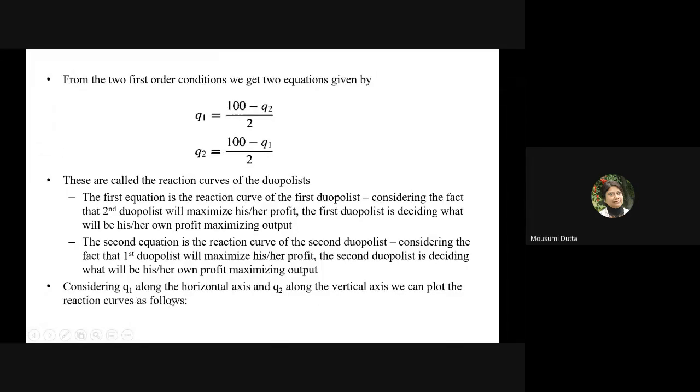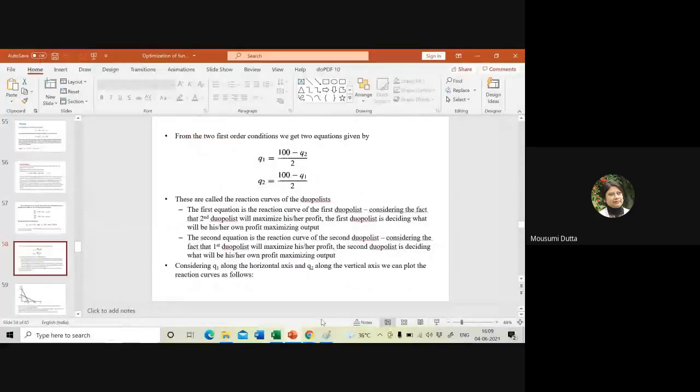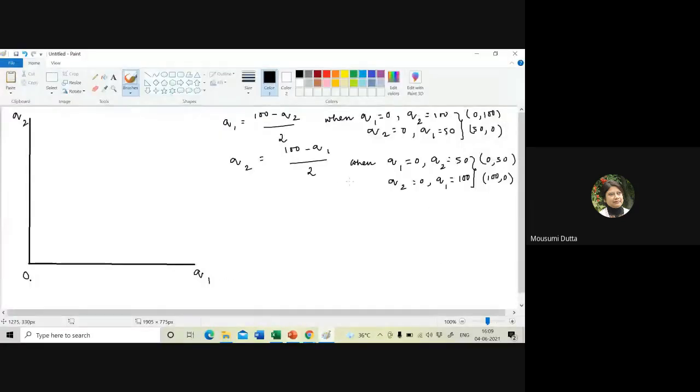Considering Q1 along the horizontal axis and Q2 along the vertical axis, we can plot the reaction curves as follows. This is Q1 equals (100 minus Q2) by 2. And the second one is Q2 equals (100 minus Q1) by 2. So let's first concentrate on the first equation, Q1 equals (100 minus Q2) by 2.